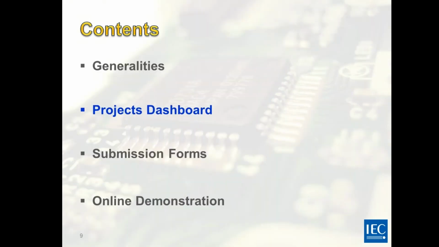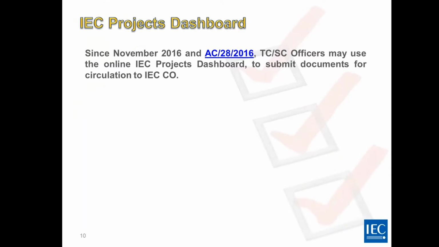Now the project's dashboard. So this part, I will present you a new interface that is accessible only by TCSC officers. Okay? It is an extension of the TCSC dashboard where you will find the work program. The work program is publicly visible and gives the information of the current stage code and the next project stage. In the project's dashboard, we will find additional information and the possibility to move on for each project. So since November 2016, we issued an administrative circular to inform that TCSC officers may use the IEC online projects dashboard to submit documents for circulation to IEC Central Office.